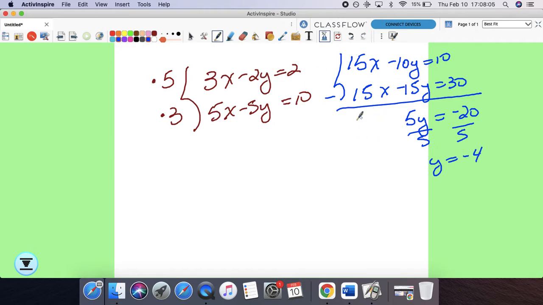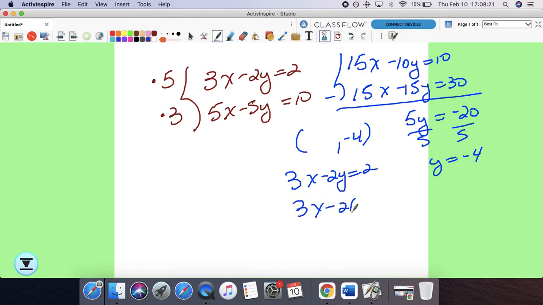Where you substitute now to find x is up to you. So again, our coordinate right now looks like this. We need to find x. So pick any of the 4. Let me just pick this one over here. So I'm going to pick 3x minus 2y equals 2.